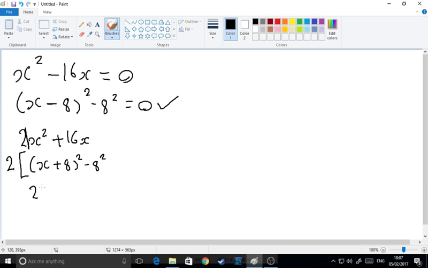And now you see we've got the 2 out on the outside, so it would end up as 2 times x plus 8 squared, minus 2 times 8 squared, which is 64 times 2, 128, equals 0. And I believe that should be our final answer. What is this? Question 2C6.